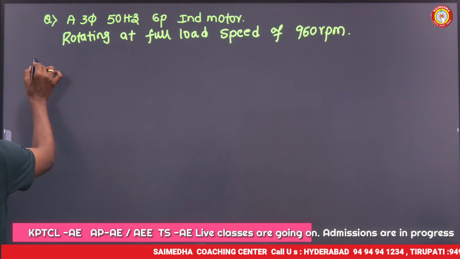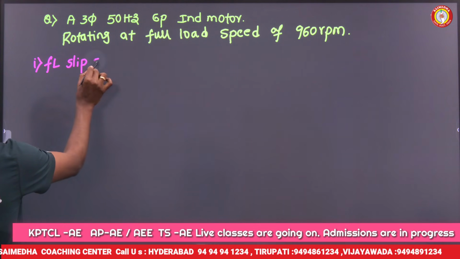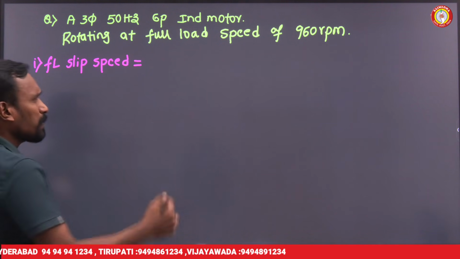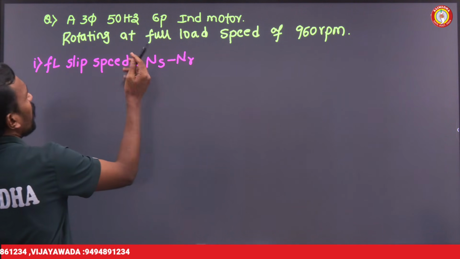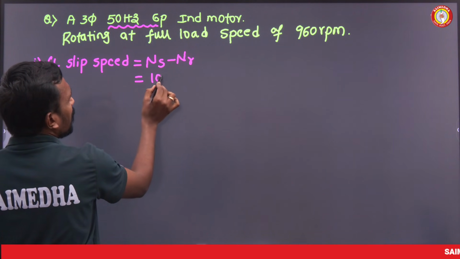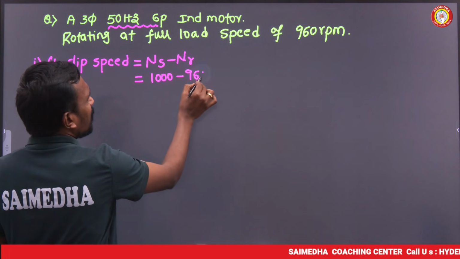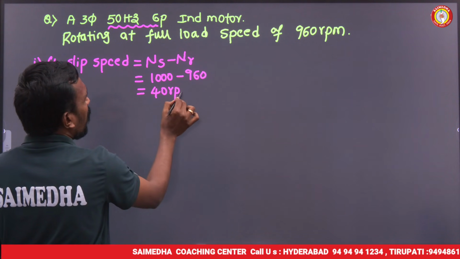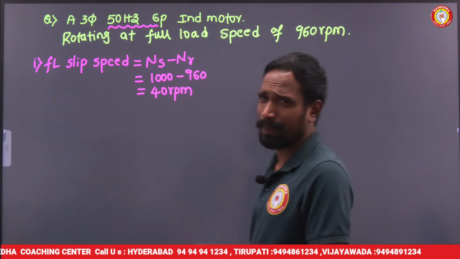What is the first question? What is the full load slip speed? Can you tell me? Very simple, sir. The slip speed formula is Ns minus Nr. What is the synchronous speed for a 50 Hz 6-pole machine? The synchronous speed is 1000. What is the rotor speed at full load? The rotor speed is 960. So what is the full load slip speed? The full load slip speed is 40 rpm.